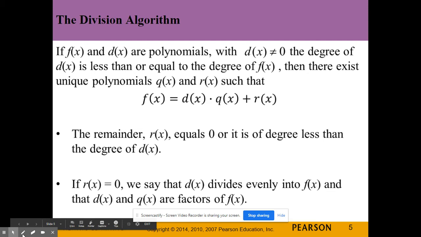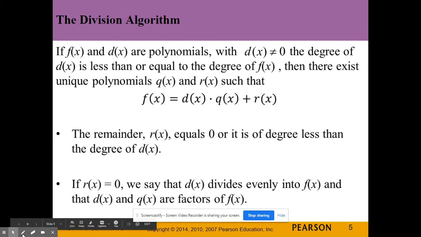So f of x was the original, d of x was the divisor, q of x was the quotient or the answer, and then the remainder, in our case, was 0, but you could also have a remainder that's added in. The remainder, r of x, equals 0, or it is of degree less than the degree of d of x. So the remainder needs to be a degree that's less than the divisor, or it's just 0.